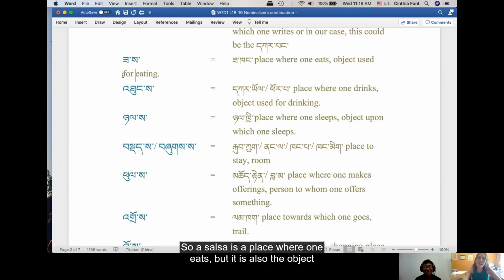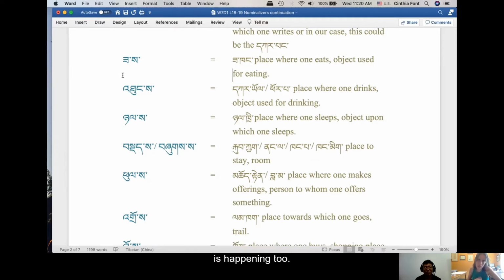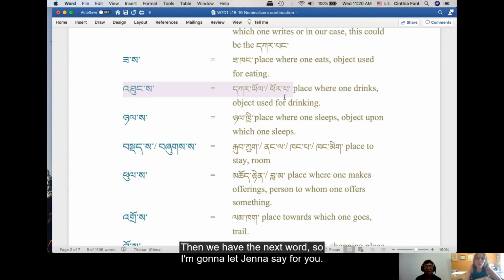So a sasa is a place where one eats, but it is also the object used for eating. So my plate could be a sasa as well, because that is the place upon which the action of eating is happening too. Then we have the next word. So I'm going to let Genla say it for you.